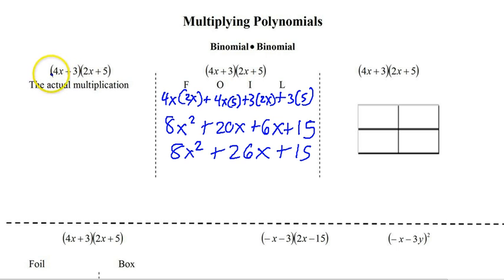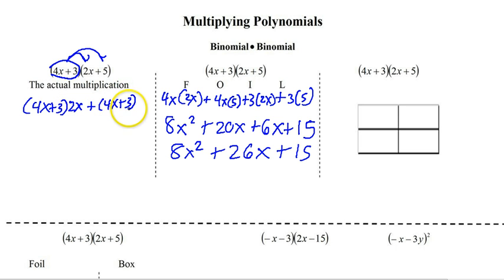Alright, so here's the actual reason what's happening. Think about it. This is a distributing problem. So we're going to take this one, and we're going to distribute it. And what we get is 4x plus 3 times 2x, plus 4x plus 3 times 5. And then now we get to distribute again. So that gives us 4x times 2x plus 3 times 2x plus 4x times 5 plus 3 times 5.